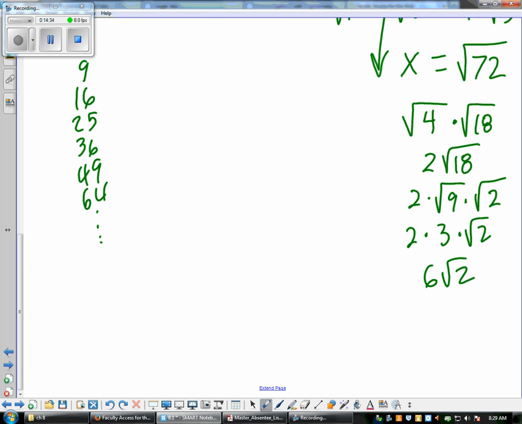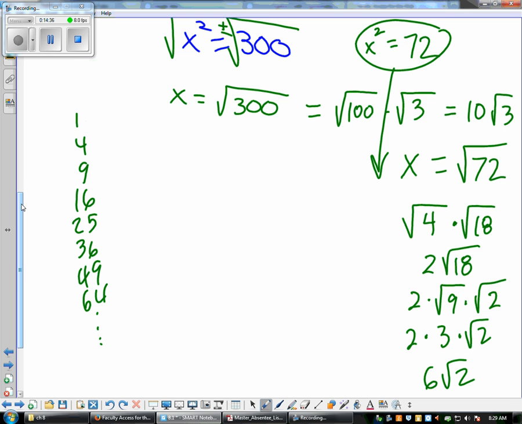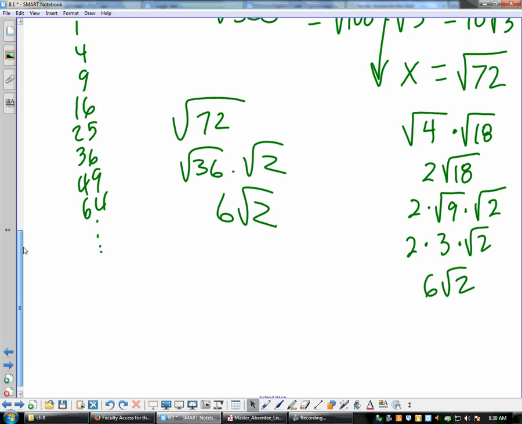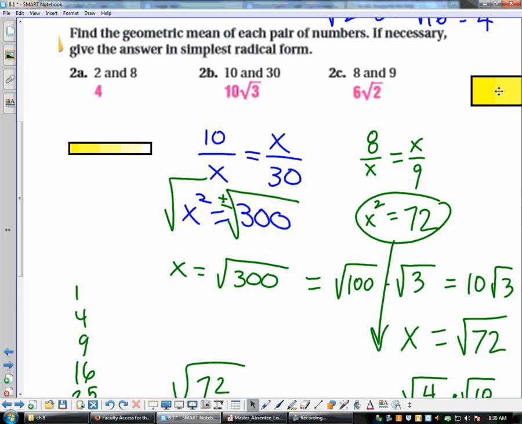which is 6 radical 2, which is what Emily told us. And we could have gotten Emily's answer directly by choosing a larger number than 4. 36 goes in, so I could write the square root of 72 as the square root of 36 times the square root of 2. That's 6 times the square root of 2. Either way, we get the same answer. Are we okay with that as the geometric mean between 8 and 9? Yes.